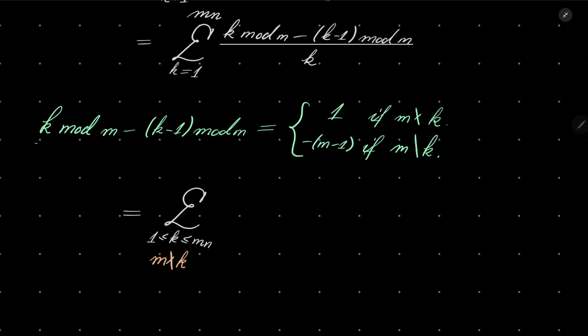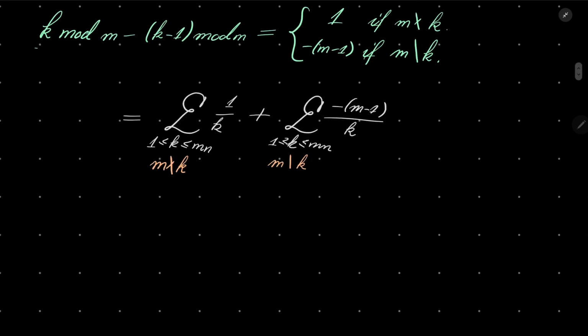Well, if m doesn't divide k, in the numerator we have 1 over k. And then we have our second sum over all multiples of m. And then in the numerator we have minus m minus 1 over k. Very well. And what now?